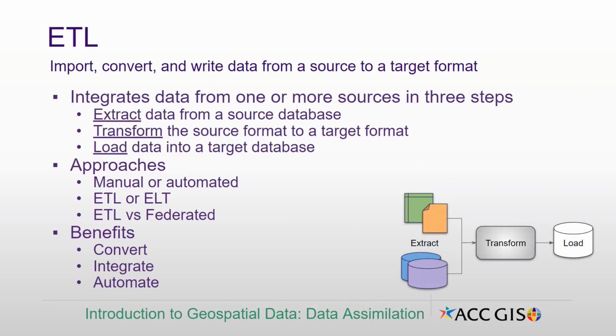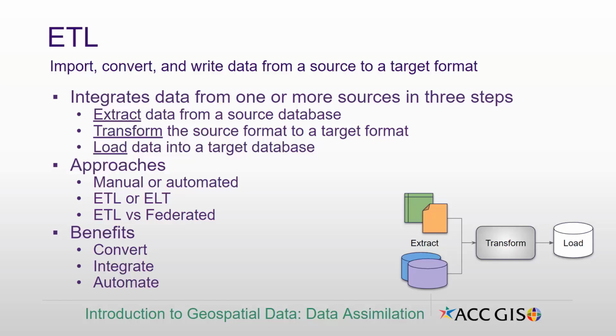Let's begin our data assimilation discussion by focusing on the ETL process to import, convert, and write data from a source to a target format. Now, ETL integrates data from one or more sources in 3 steps: extract, transform, and load, where we extract data from a source database, we transform the source format to a target format, and we load the data into a target database. If you look at the image in the lower right-hand corner, you can see where we're visualizing this process where we're extracting from multiple files or data sets, transforming it, and then loading it into our target database.